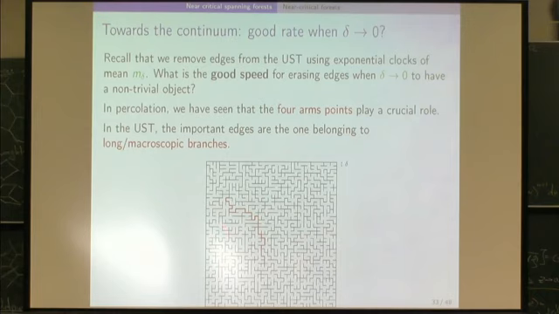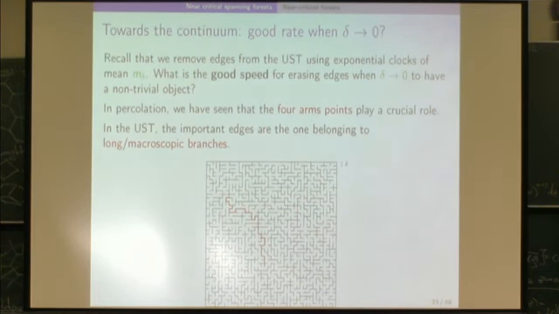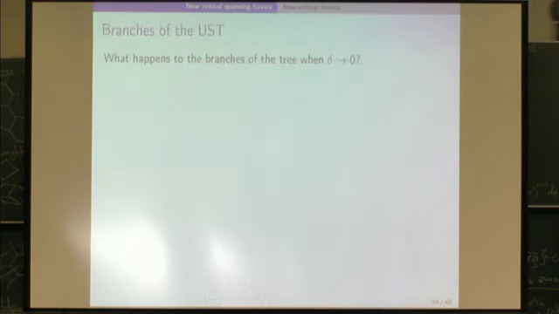And if I cut this branch in the middle, you see that I will create a very large cluster, so I will see something at the limit. So we have to understand what's happening for the branches of the tree when delta goes to 0, because we want to understand, in fact, the length of those long macroscopic branches when delta goes to 0.